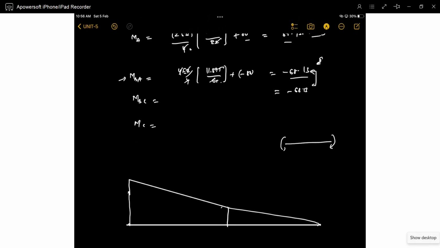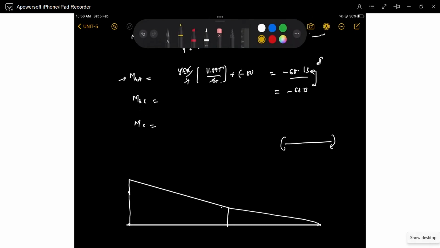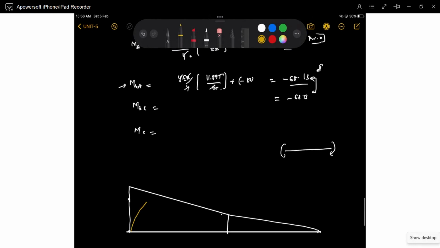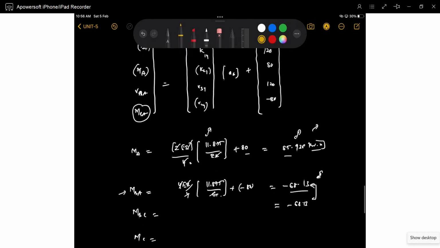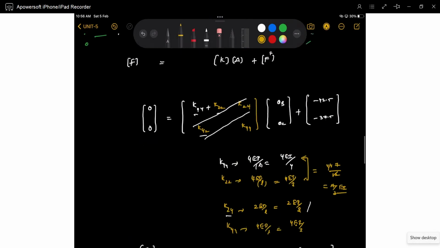These are the fixed end moments. You can write down the same thing. You can write down that this is a uniformly distributed load. How much is it? WL square by 12. So WL square by 8. How much is it? I don't know. WL square by 12 is 80.